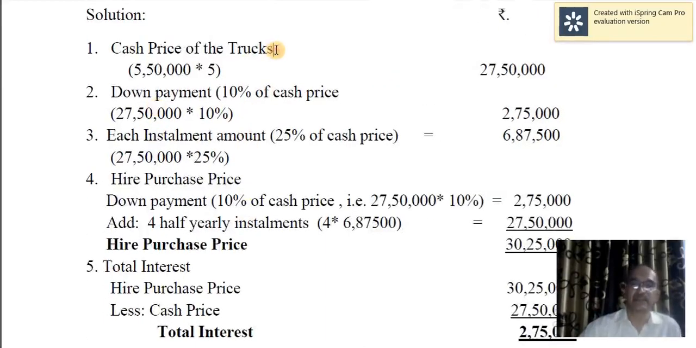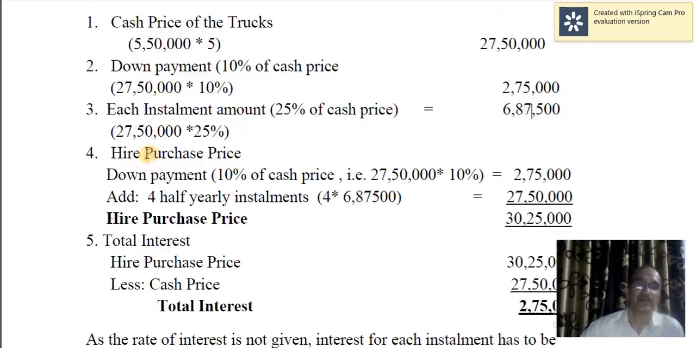Cash price of the trucks is 5,50,000 per truck. So for 5 trucks, 27,50,000. Down payment is 10% of cash price, so that comes to 2,75,000. And the amount of each installment is 25% of cash price. That comes to 6,87,500. Now we'll find out the hire purchase price.